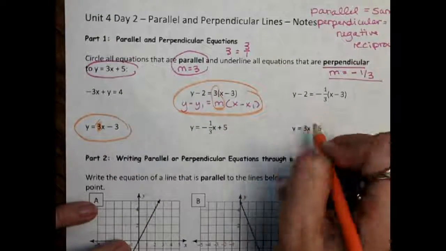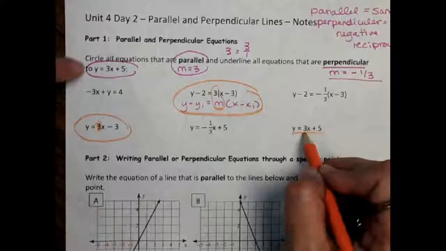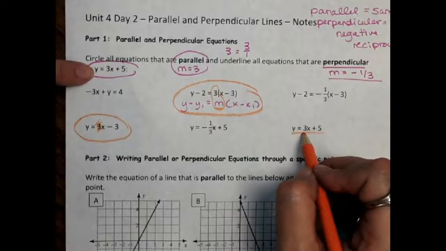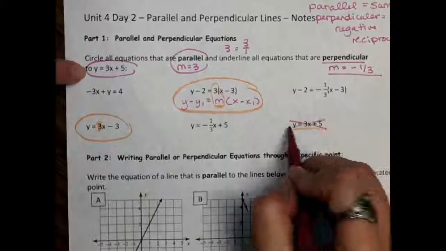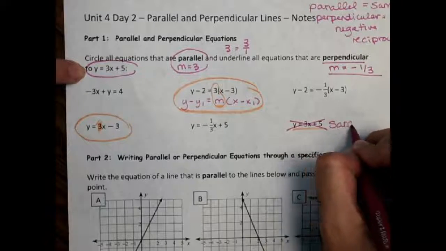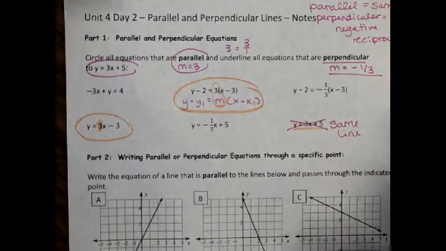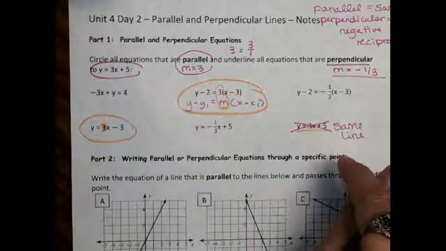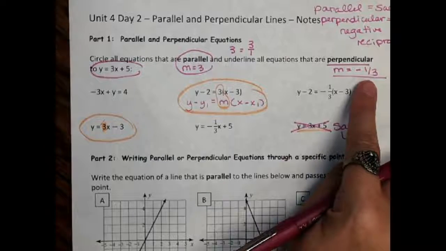Now this one, he threw on there to be a little tricky, because this has a slope of 3, but what do you notice? It's actually the exact same line. So it's not parallel because it's the same line. Parallel lines are different lines that have the same slope, so that doesn't work. Alright, so those are the only ones that look like they have the same slope. Let's see, which ones have a perpendicular slope of negative 1/3?